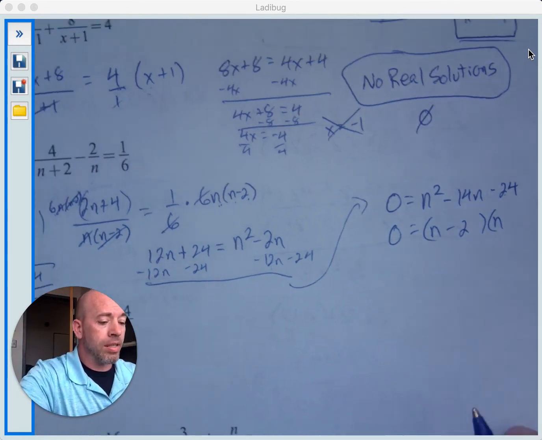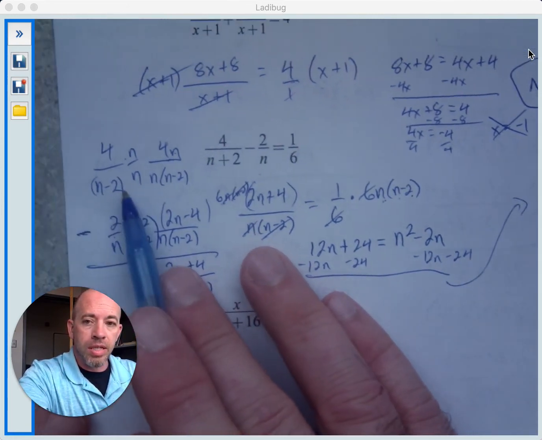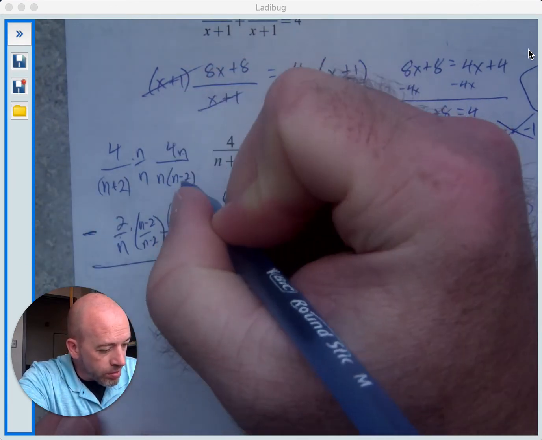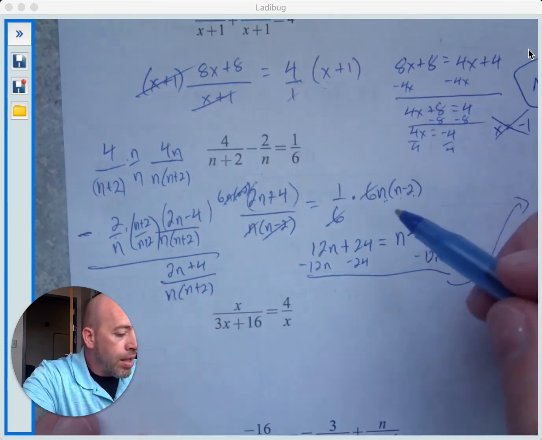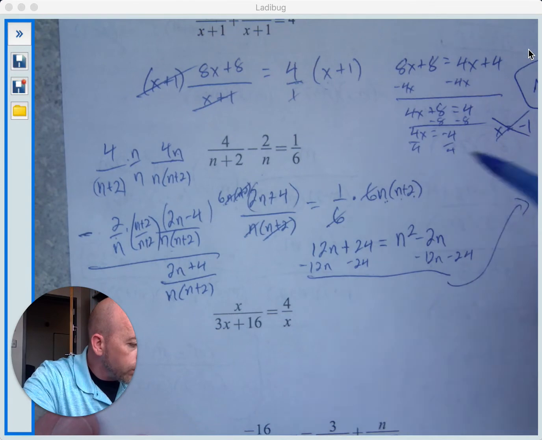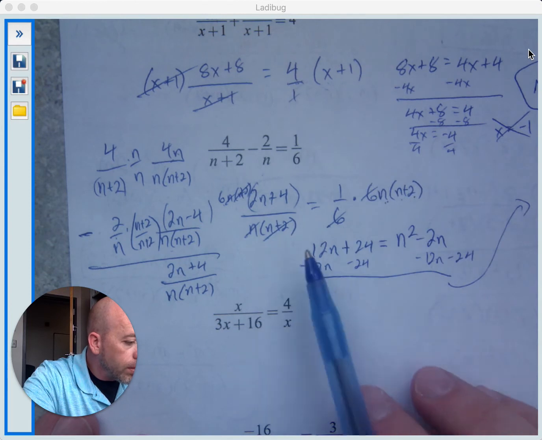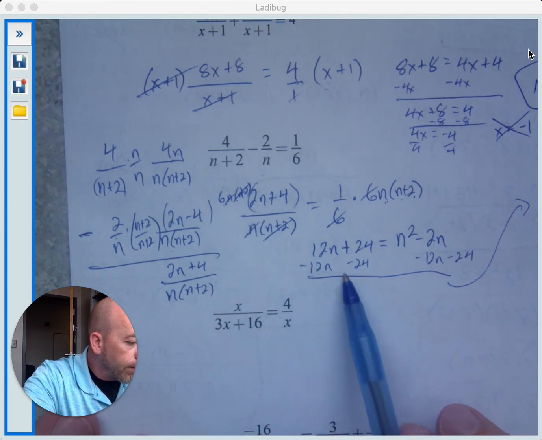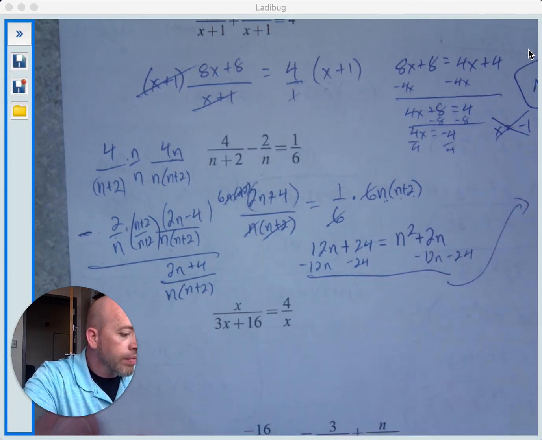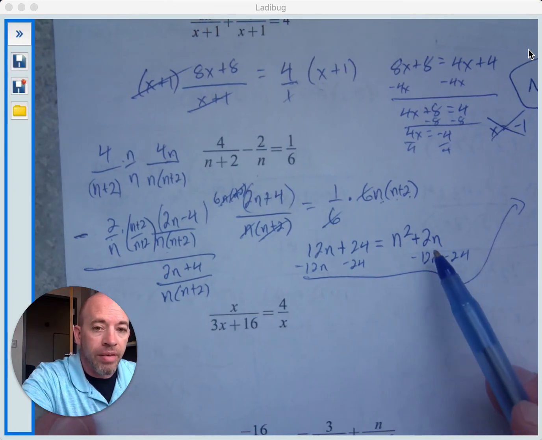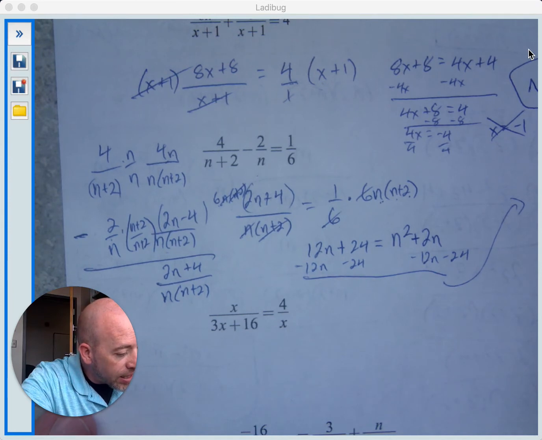So let's go back and look at this over here. This was not a minus 2, it was a plus 2, wasn't it? Well, we can fix it. That was a plus 2. That makes that a plus 2. Plus 2, plus 2, plus 2, plus 2. And plus 2, plus 2, plus 2. And so that becomes, what does that become? Yeah, then we have n squared plus 2n, don't we? So then we have a 2n minus 12n, which would be a minus 10n.